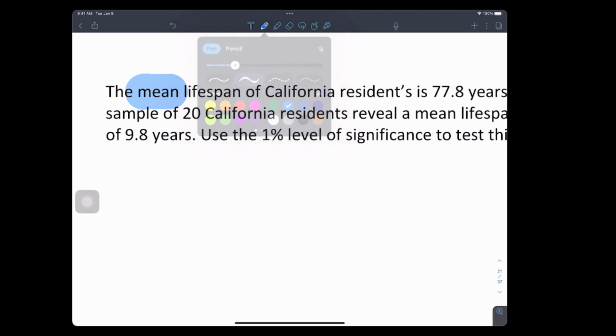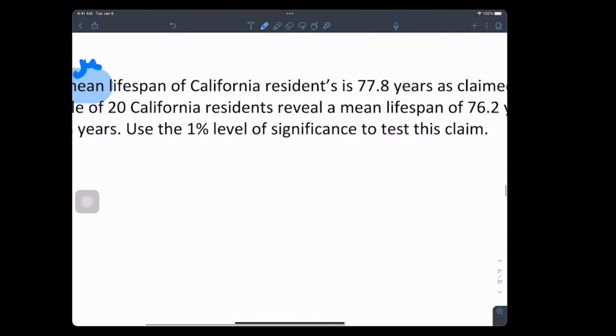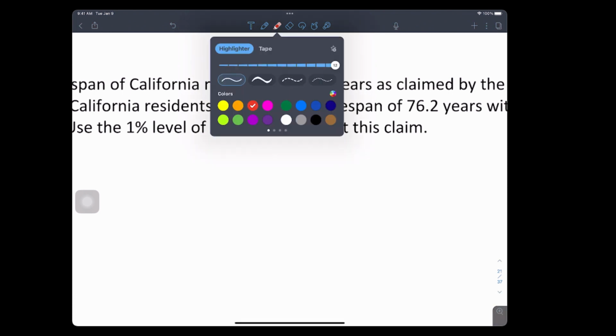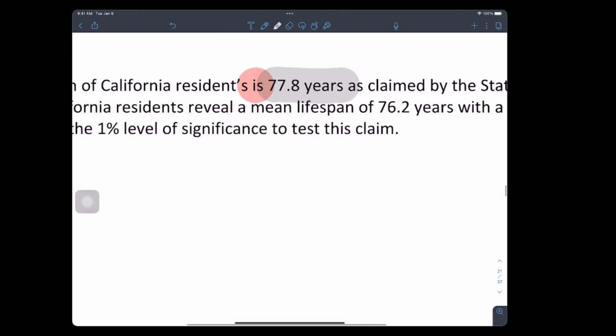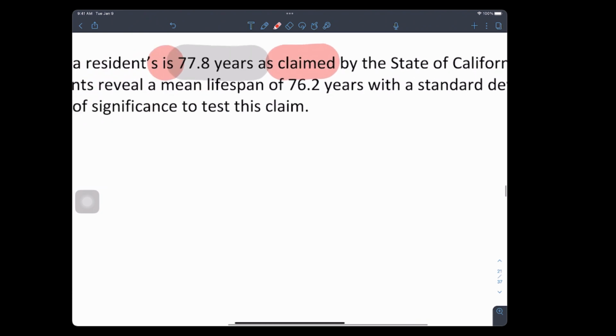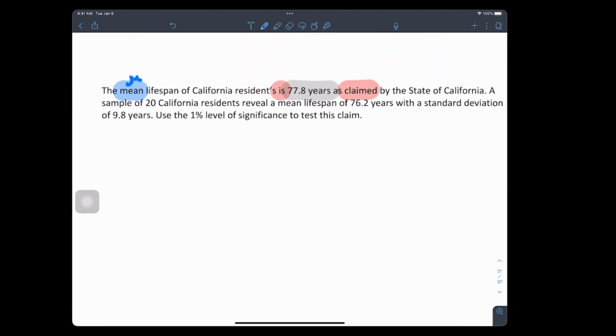The mean lifespan of California residents is what? 77.8 years. As claimed by whom? By the state of California. What do I do? Isn't that equal? And that's the what? So where does that go, ladies and gentlemen? Where does that belong?